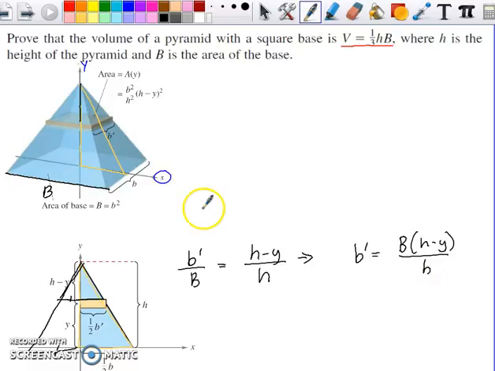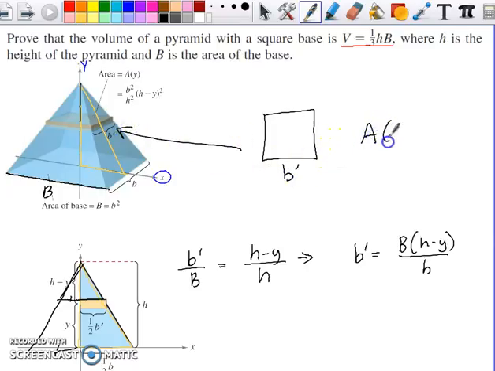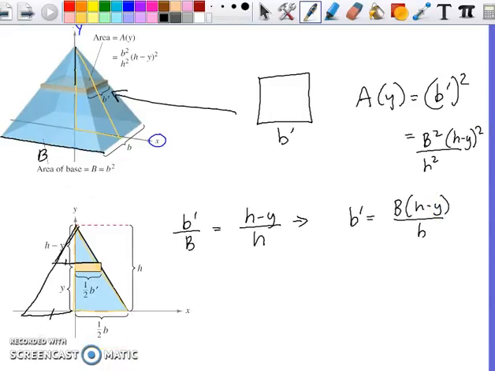Now the cross-section area is a square, like this. And it's that b prime right here, you can see from the picture, that if I wanted to find the area with respect to y, it would be b prime squared. So I'm just going to need to square this, which would be capital B squared over h squared times that quantity h minus y squared. Okay, and some of this stuff is constants, so it's going to help us out.